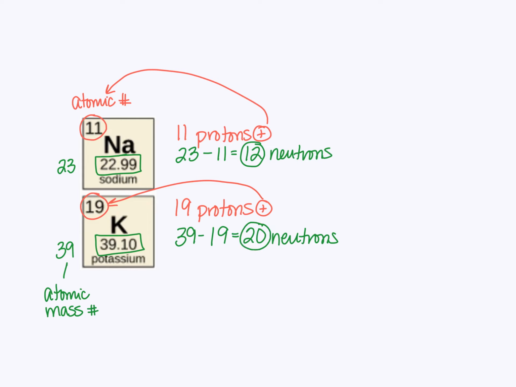Now to figure out the electrons, the number of electrons is just going to be equal to the number of protons. So sodium has 11 protons, so it's also going to have 11 electrons. Potassium has 19 protons, so it's also going to have 19 negatively charged electrons.